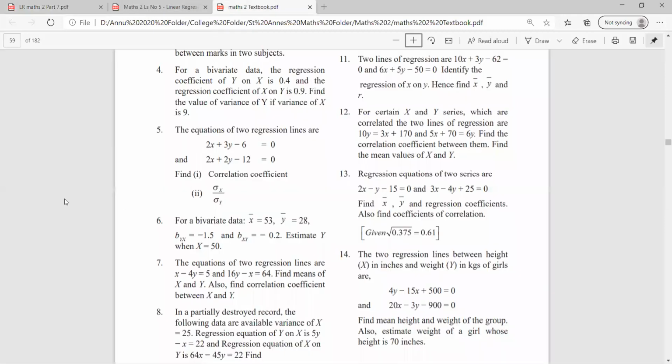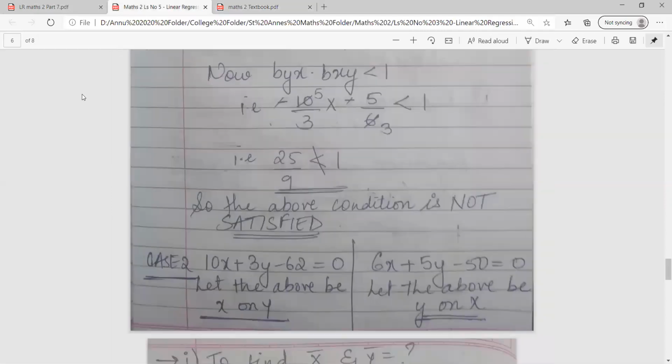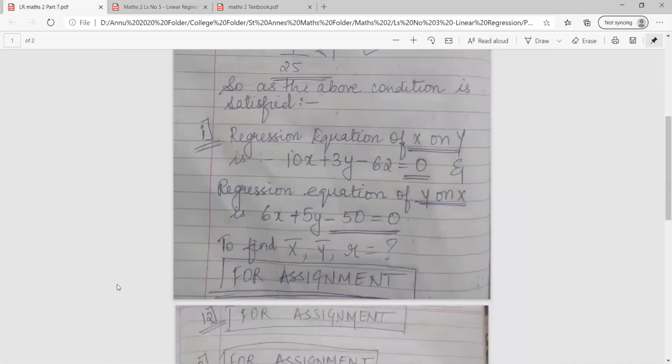Okay. Moving forward class, sum number 12. For certain x and y series which are correlated, the two lines of regression are 10y is equal to 3x plus 170 and 5x plus 70 is equal to 6y. Find the correlation coefficient between them and also find the mean values. So again class, as you can see, they have not specified which regression equation is which. So again you will solve it with the help of assumptions. So this sum again you can complete it for assignment class.